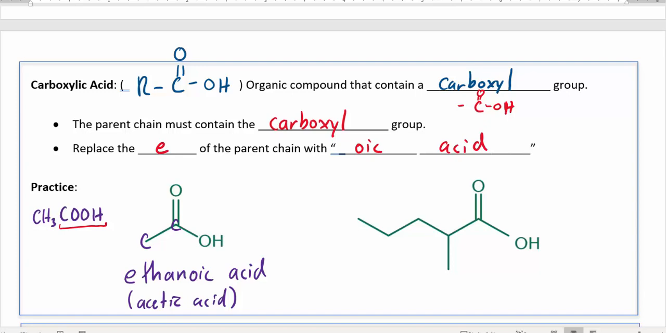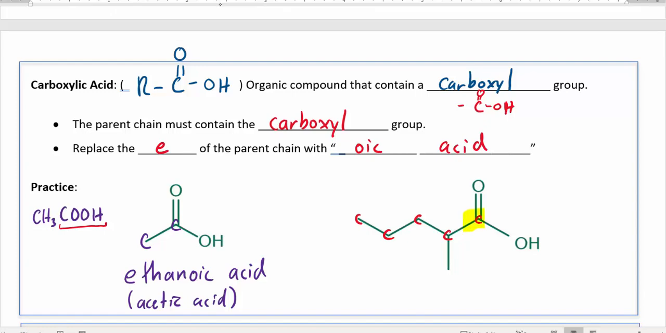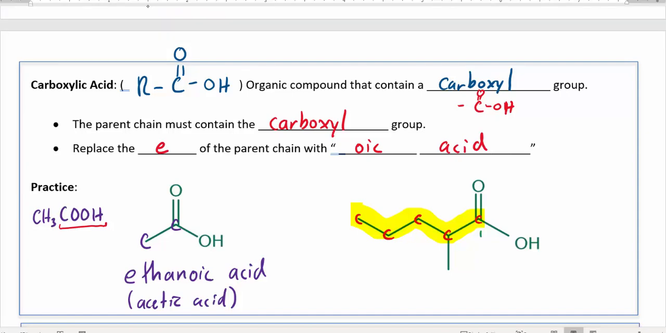All right, so for this next one here, we've got a carbon. Now, our parent chain is fairly obvious here. It's this long one here. Something we didn't mention is where do we start numbering from? And so we should number our carbon so that the number 1 carbon is the carboxyl carbon. So this is actually carbon number 1, 2, 3, 4, 5, and so on.